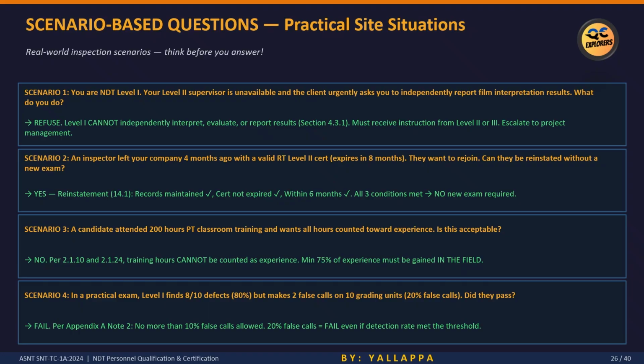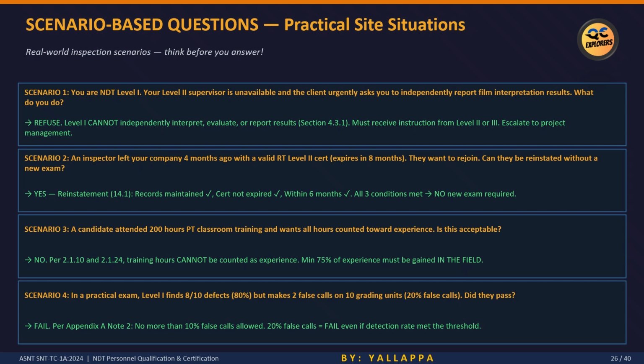Now let us study real field scenarios. Scenario 1. A Level 1 inspector is asked to independently report results. Correct action? Refuse. Level 1 cannot independently interpret or report findings.